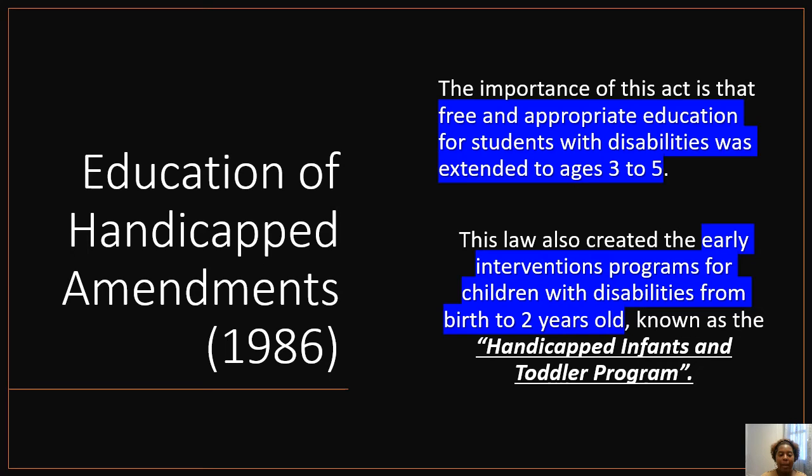Education of the Handicapped Amendments, 1986. The importance of this act is that free and appropriate education for students with disabilities was extended to the ages of 3 to 5. This law also created the Early Intervention Program for children with disabilities from birth to 2 years old. This is also known as the Handicapped Infants and Toddlers Program.